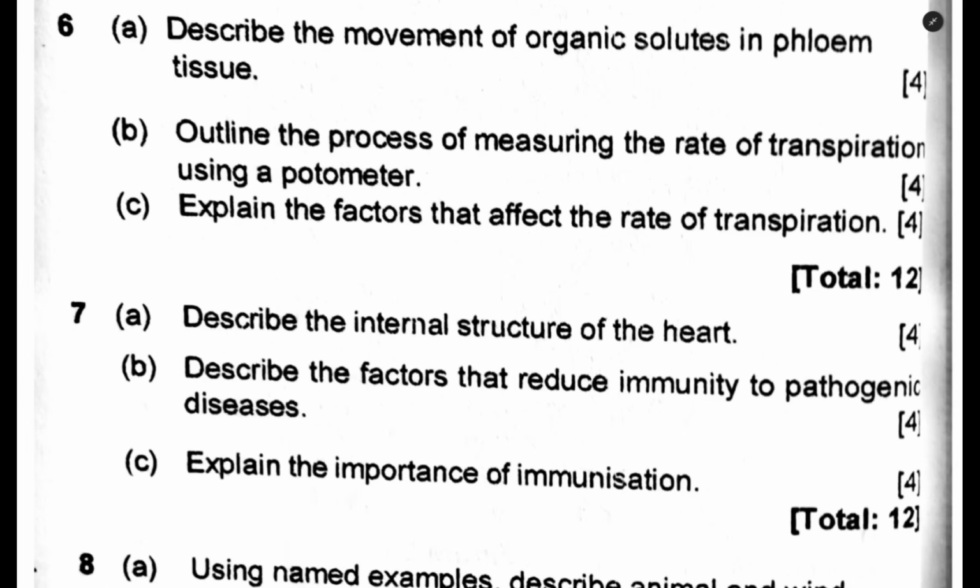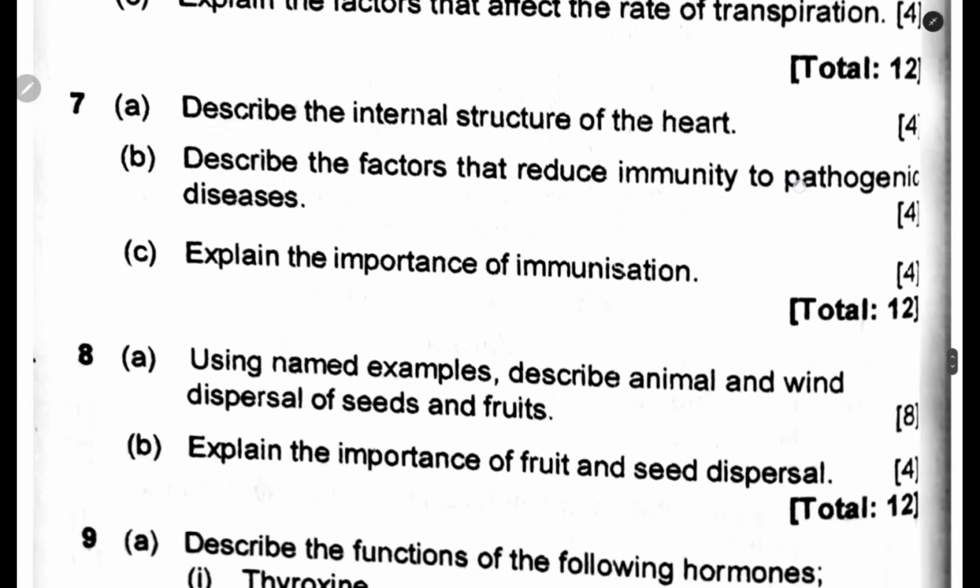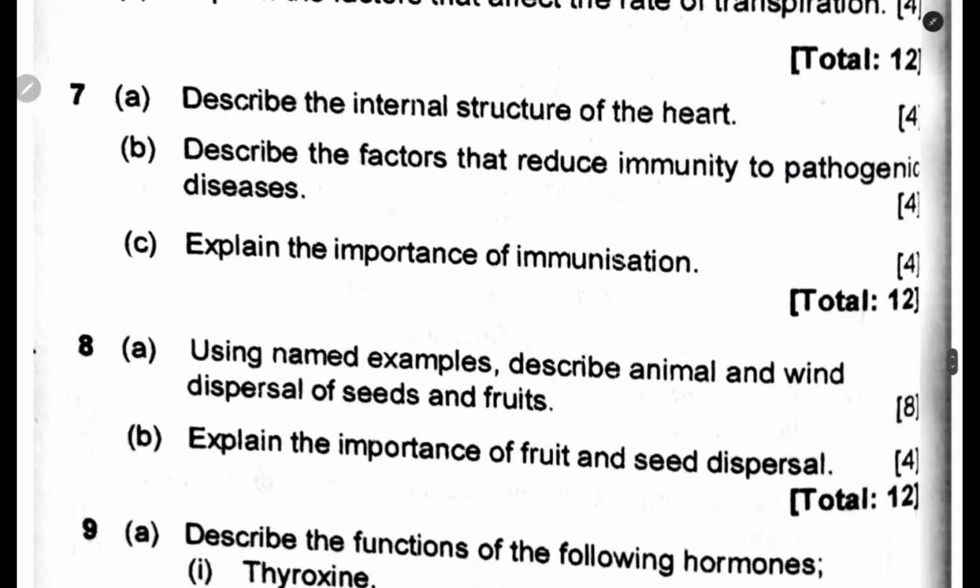Explain the factors that affect rate of transpiration. You need to know these. Then question 7, describe the internal structure of the heart. So just previously, we were looking at the internal structure of the heart. Though it was 12 marks, this time around it's just 4 marks. So this shows what you should know. So this is transport in man.